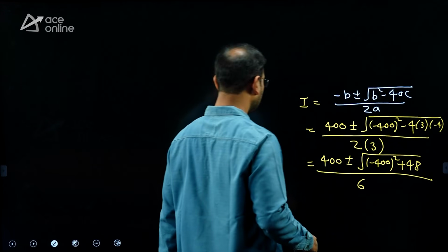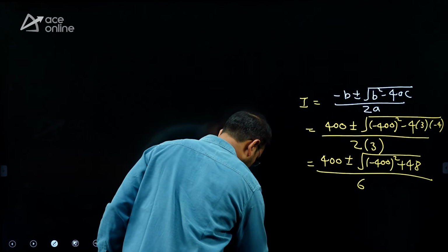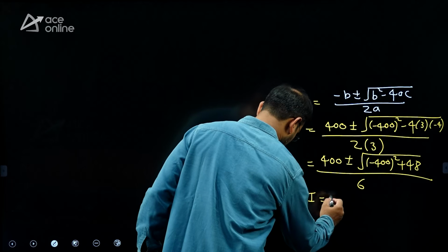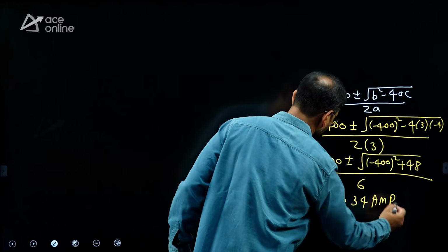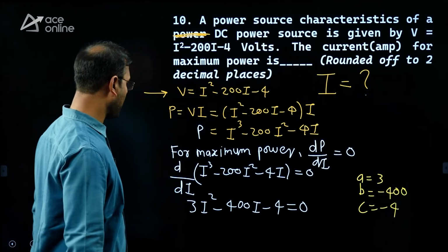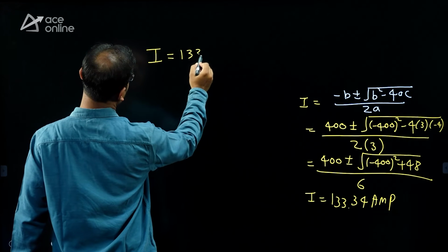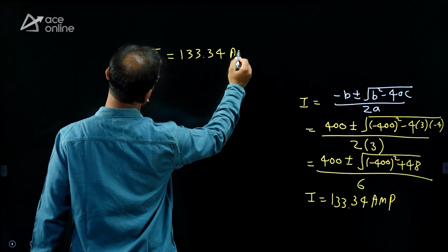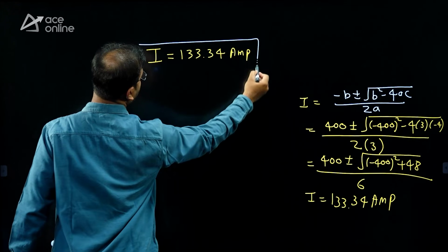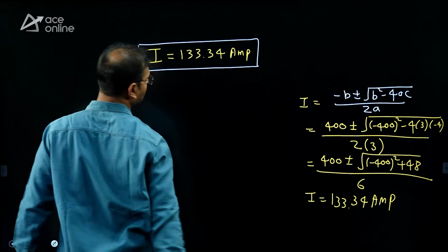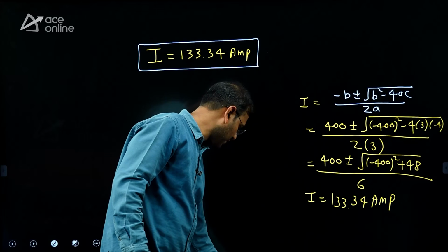Do the calculation. Here you will get two values of I, one positive and one negative. The positive value of I is 133.34 ampere. The correct answer for I is 133.34 ampere. This is the final answer. Please complete this. You will get the two values. Try to solve for both values.